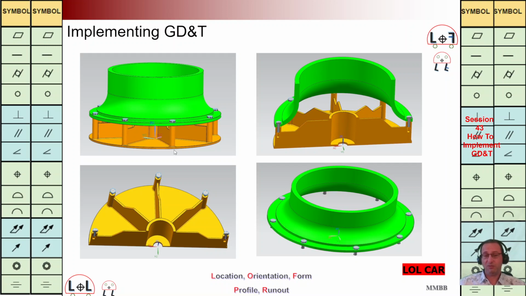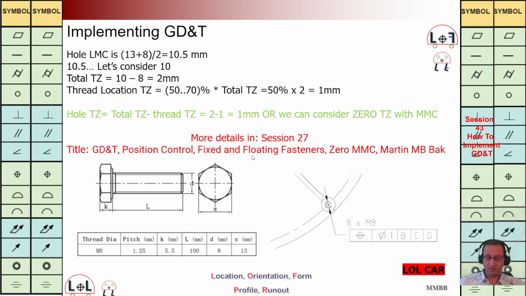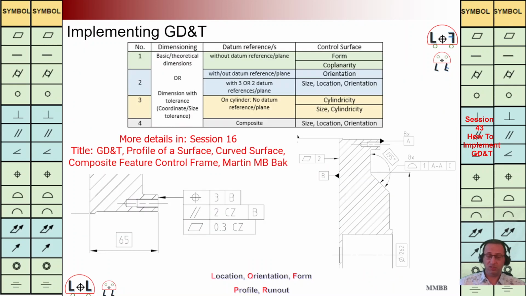In this example, I'm going to have this yellow component and this green component, and they are in contact by having this M8 bolt. We are going to have 8 of them. And now I would like to implement GD&T for that. As we have understood, we should implement this LOL car. First step is datum plane. For today, I'm going to talk about these datum planes for this example, and in the comment section, I'm going to implement GD&T for that. What should be the TZ for each symbol?